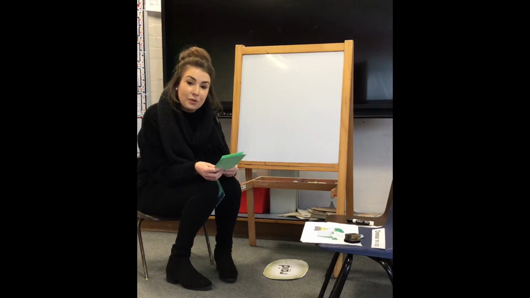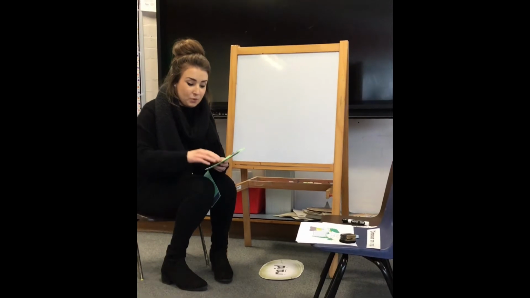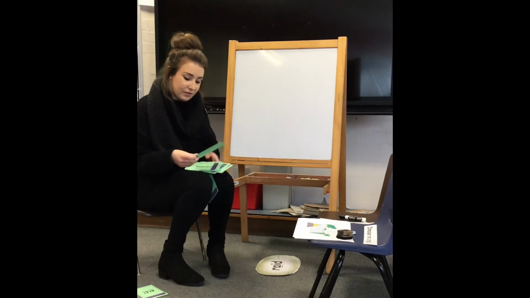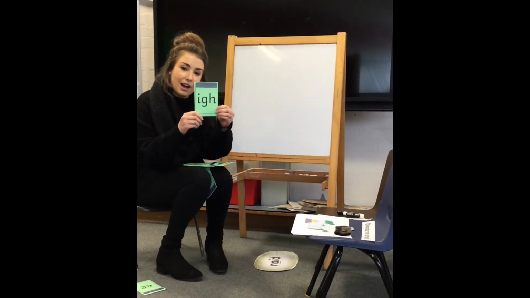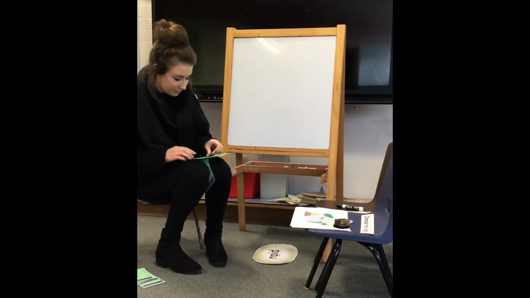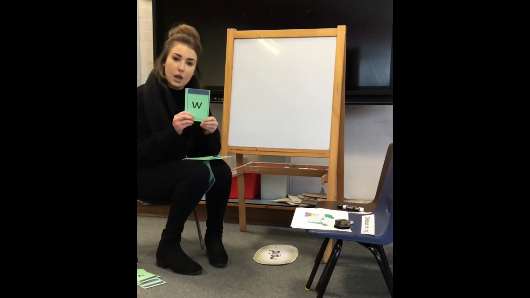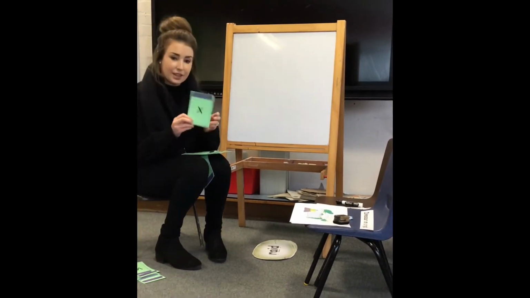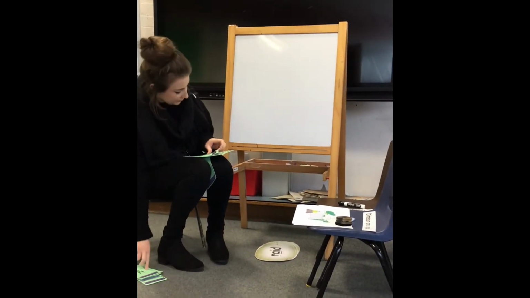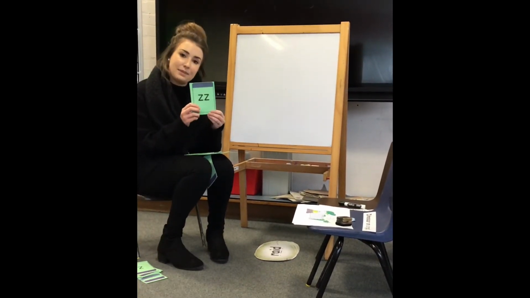Brilliant. Right, let's run through our sounds together. Okay, I'm going to say them. Can you say them at home? One of our digraphs. E. One of our trigraphs. I. J. V. W. X. Y. Z. Remember, this digraph makes the same sound. Z.